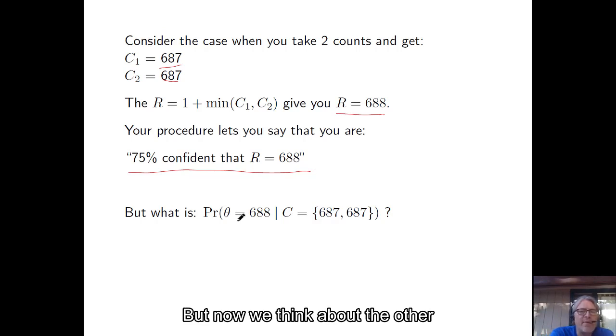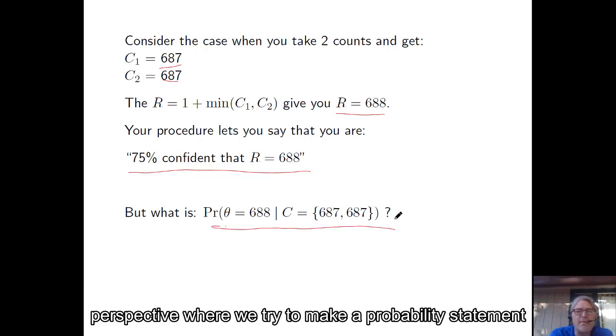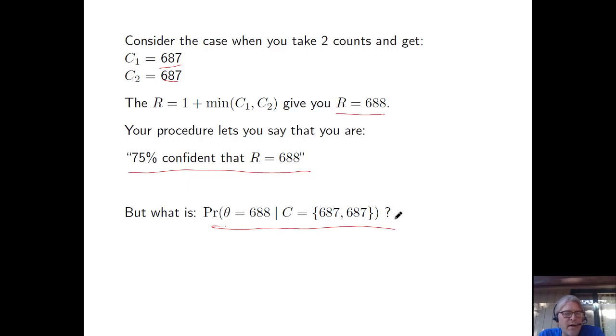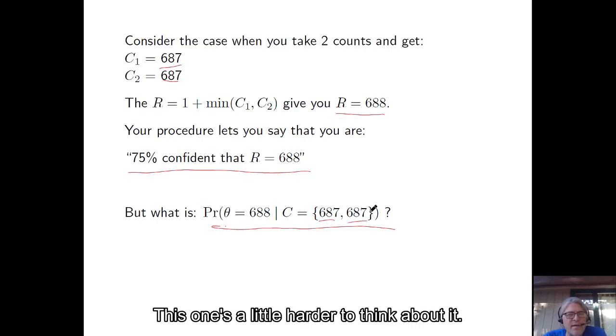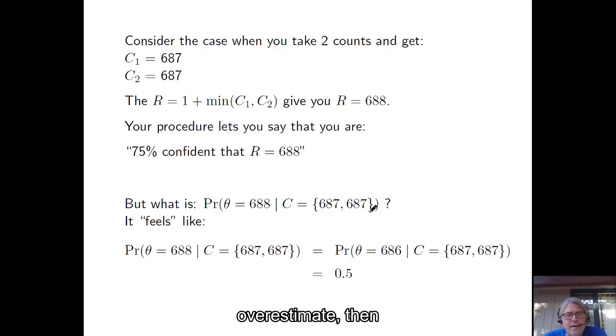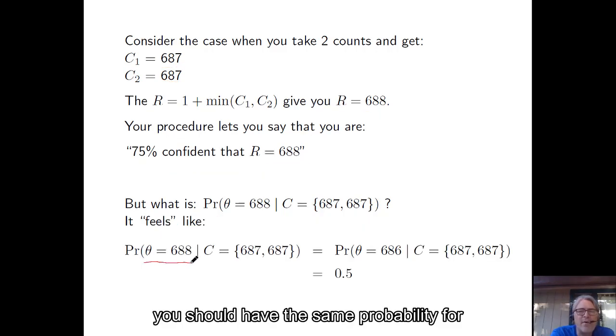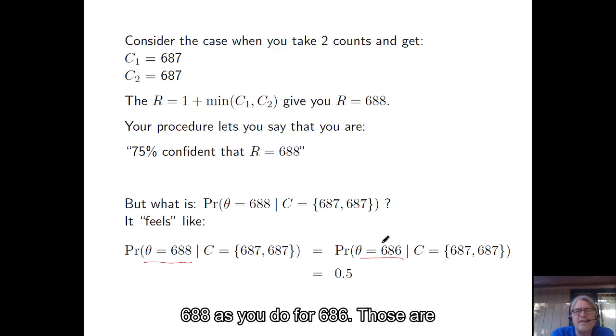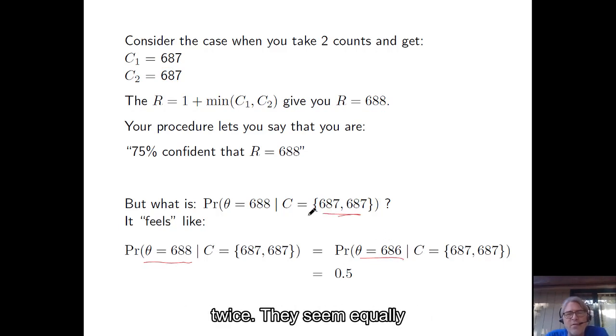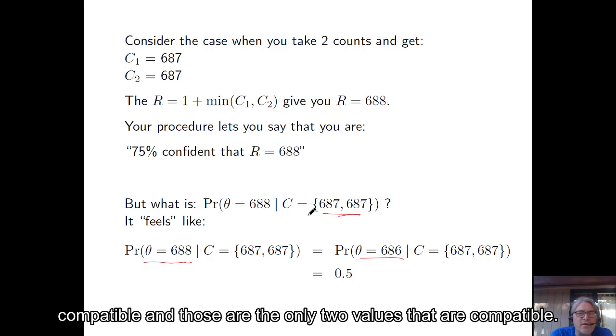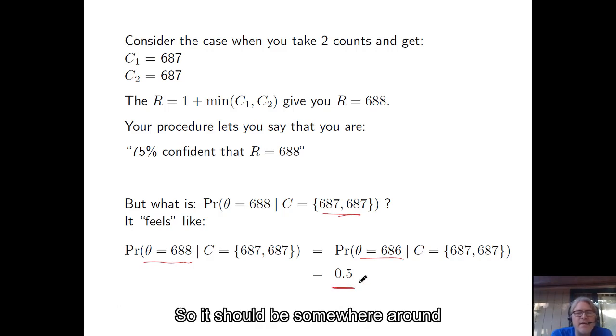But now, if you think about the other perspective where we try to make a probability statement about the truth, what is the probability that the true value is 688, given that the data is 687 and 687? Now, this one's a little harder to think about. It sort of intuitively feels that since you're just as likely to underestimate as overestimate, you should have the same probability for 688 as you do for 686. Those are both compatible with seeing 687 twice. They seem equally compatible.